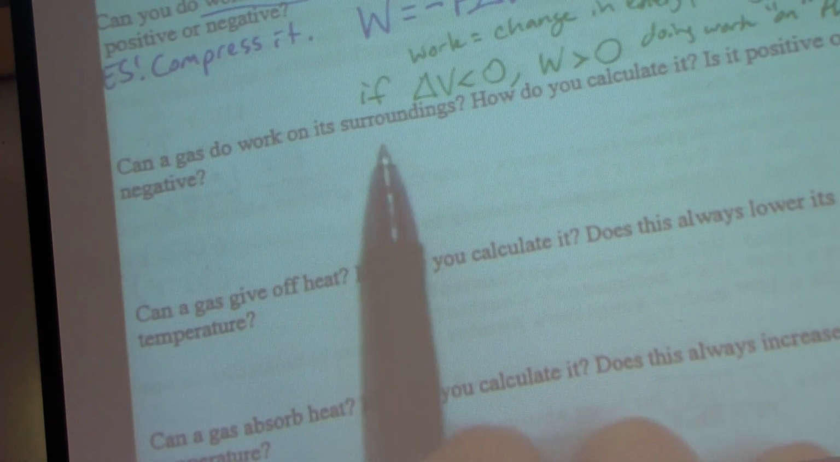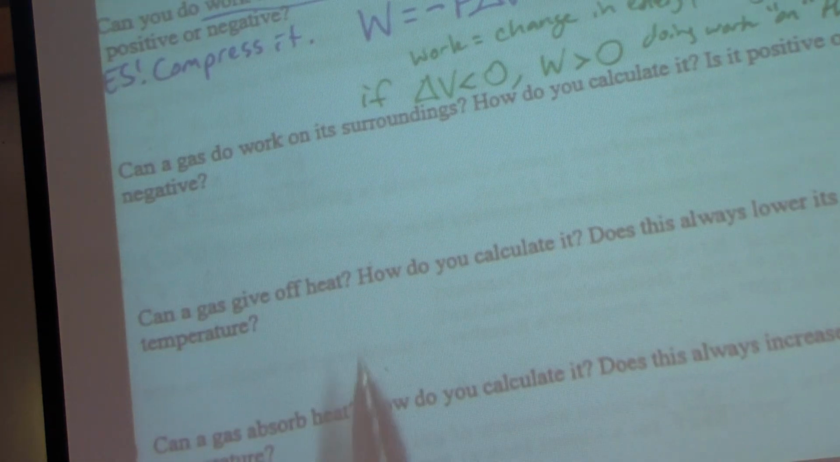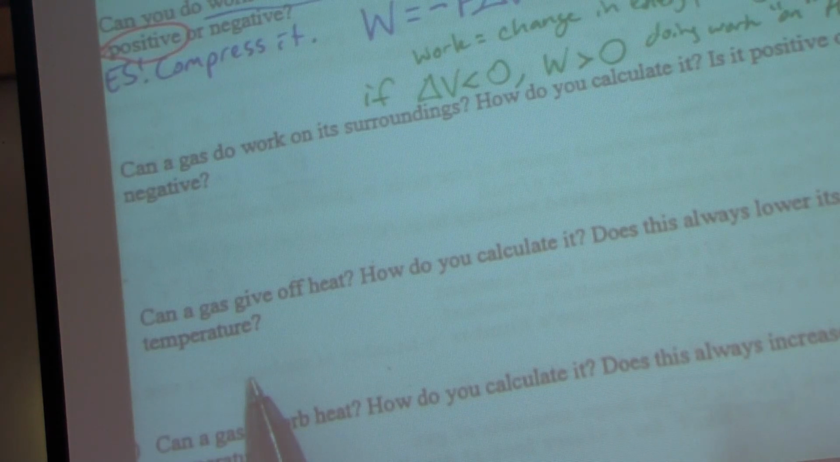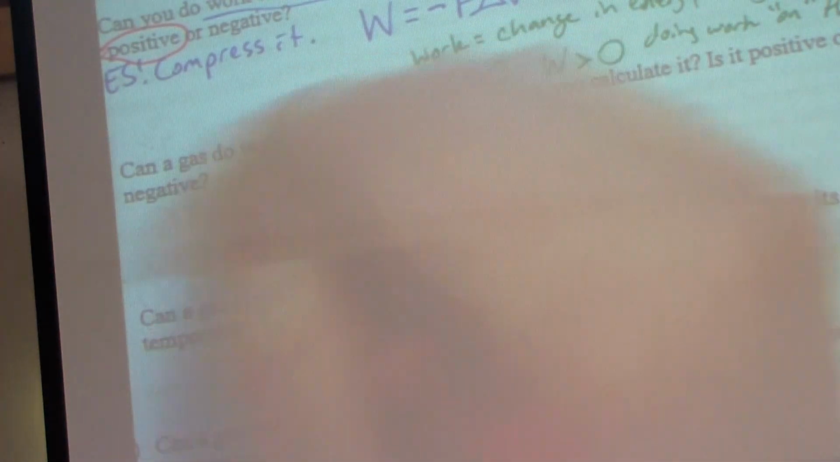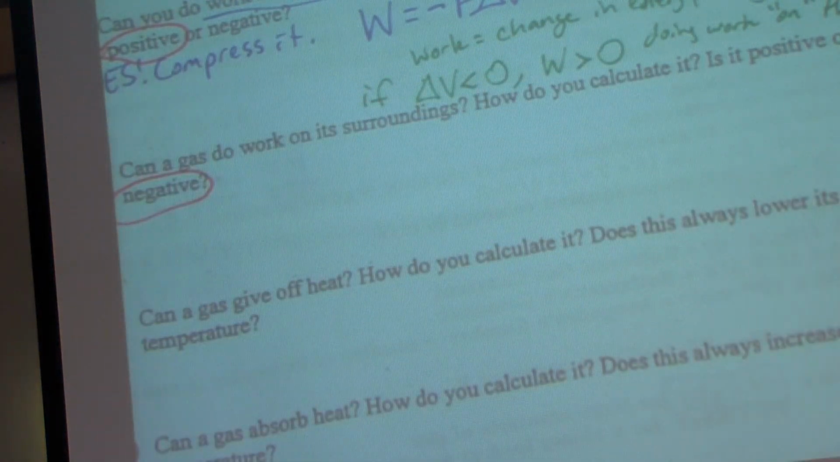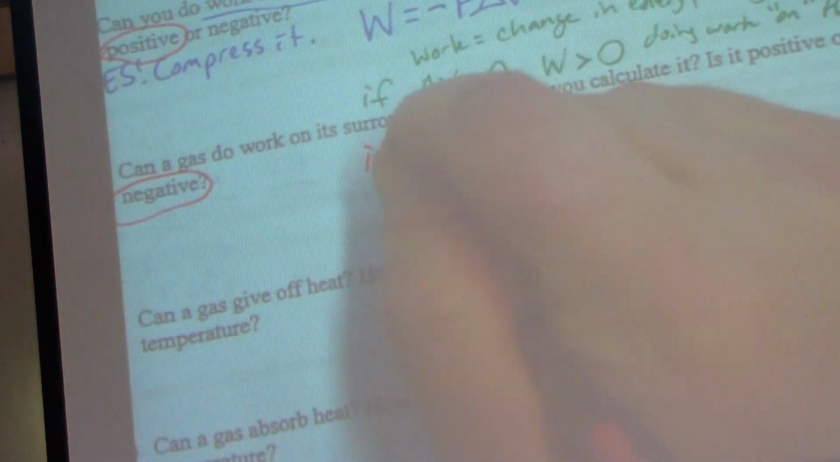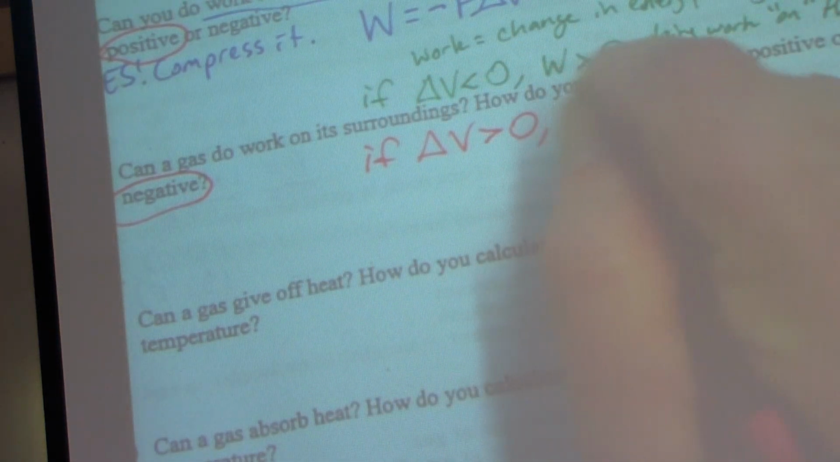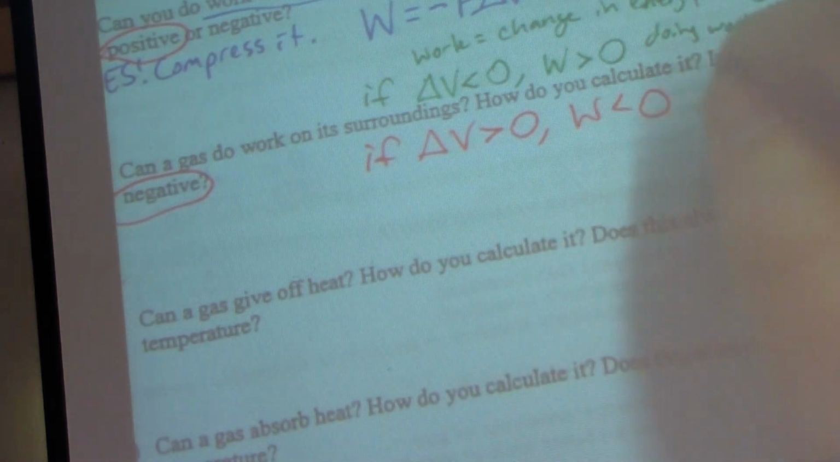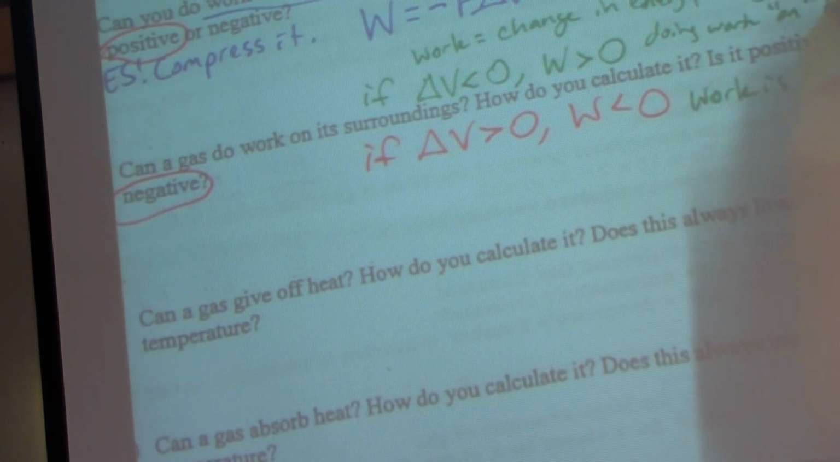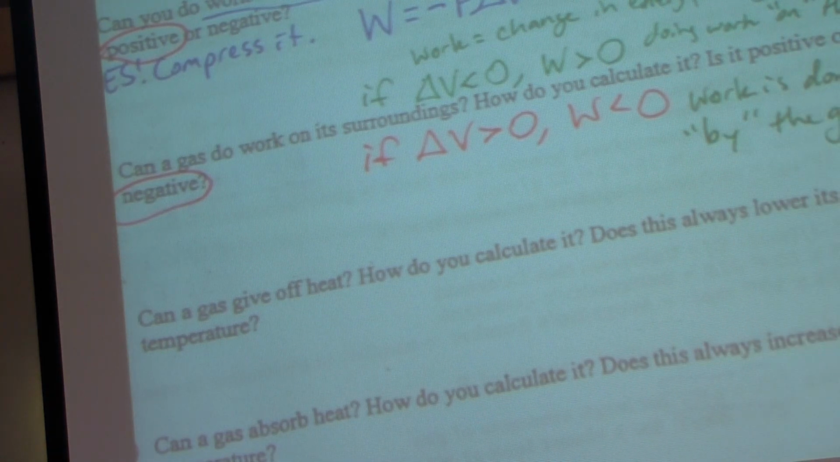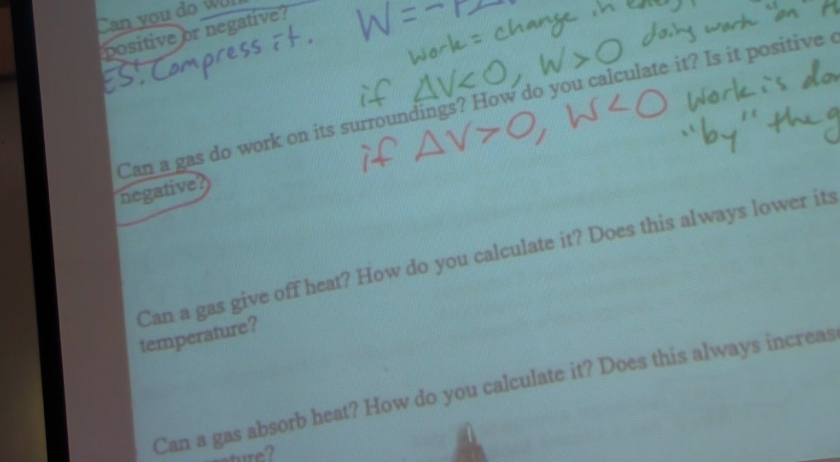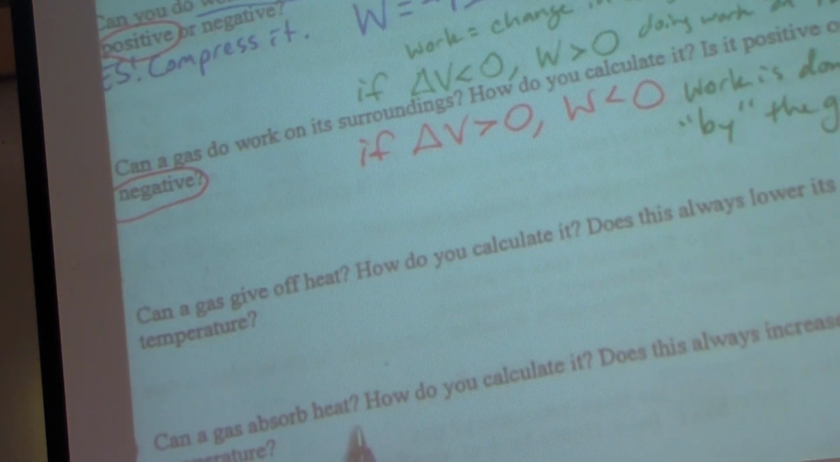Can a gas do work on its surroundings? How do you calculate is it positive or negative? If you do work on a gas, we call it positive. If gas does work on its surroundings, it's negative. And in this case, delta V is greater than 0, work is less than 0. Work is done by the gas. Okay, so work is negative.